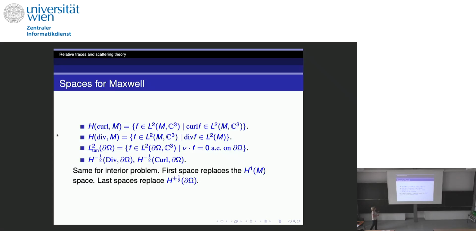We also have this special space, which is L2 tangential. So these are vector fields on the boundary, such that the normal component is 0 everywhere on the boundary. And we have these two funny spaces here. What I want you to think of, if you've never seen this before, the way that helped me think about it, is that we're replacing this H1 space when we deal with Lipschitz domains with the first two spaces. And the last two spaces, if you're looking at the Dirichlet-Neumann map or the trace, replace this notion of the fractional spaces on the boundary.